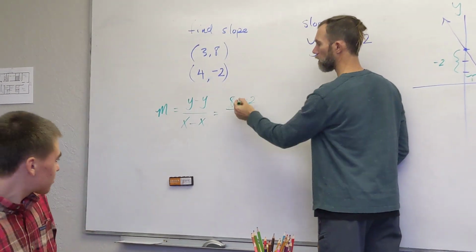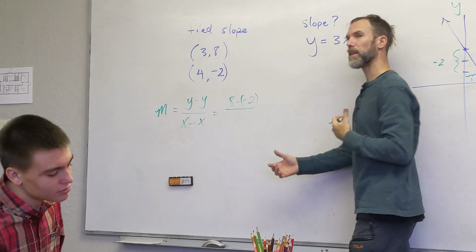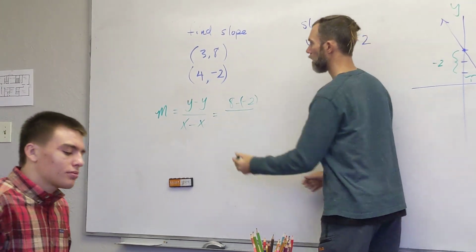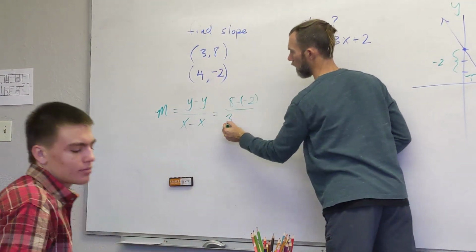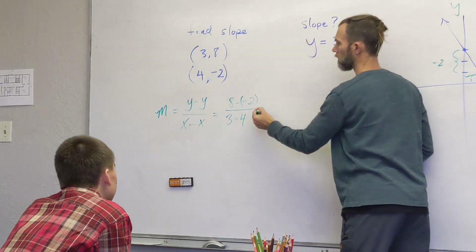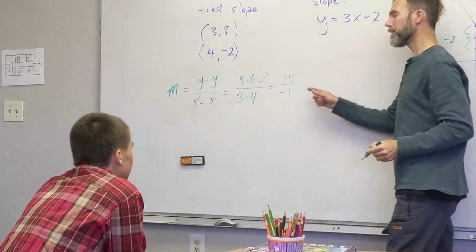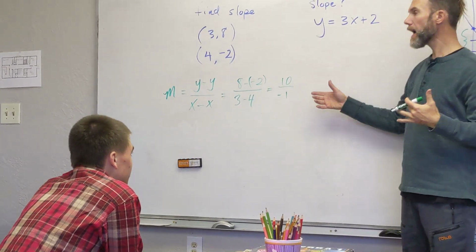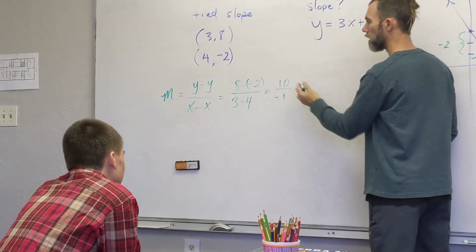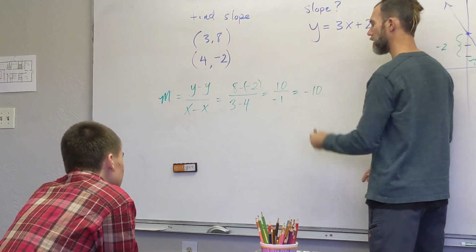Positive 10, because these negatives will become a plus, because it's removing a negative. So that's actually plus. Okay? And then 3 take away 4. What's that equal? Negative 1. So the slope is negative 10, because that just simplifies to a minus 10.